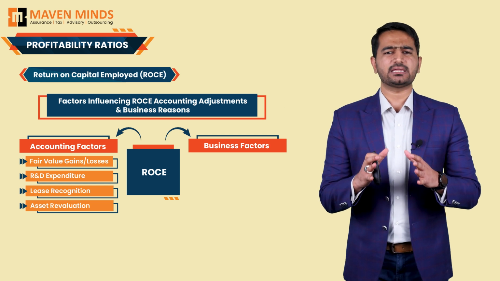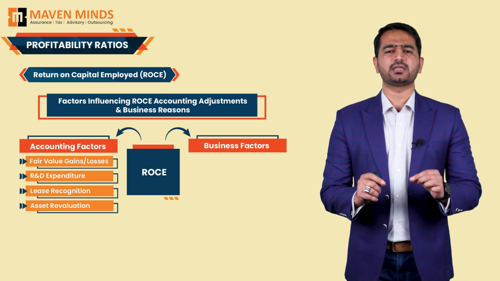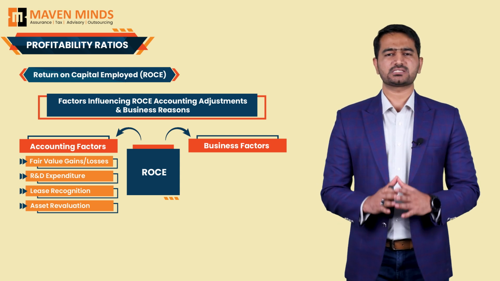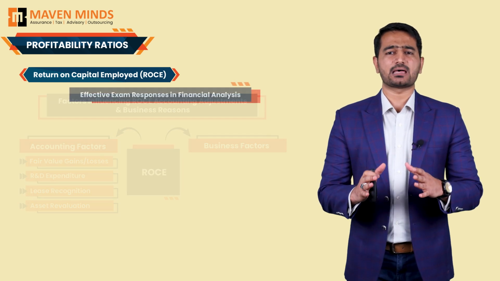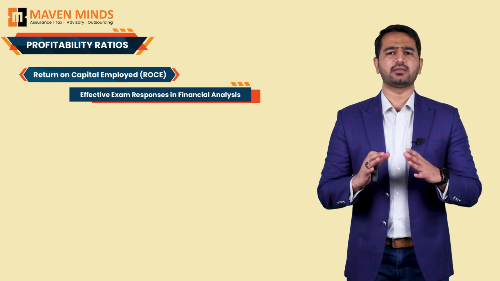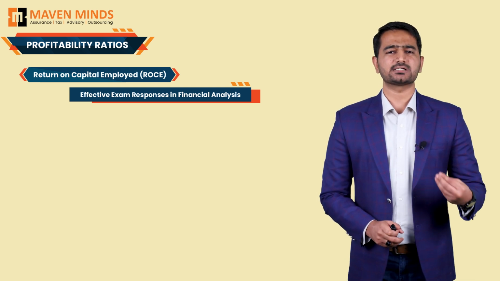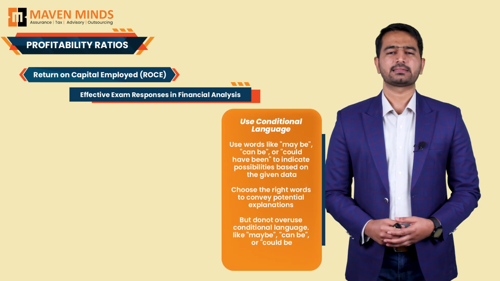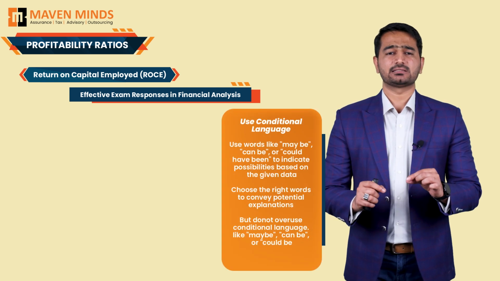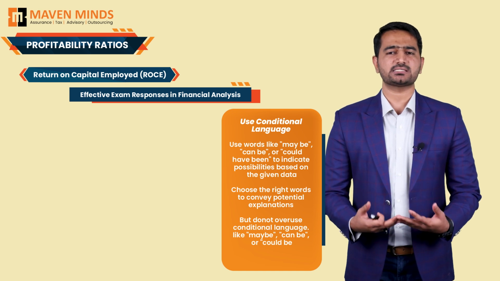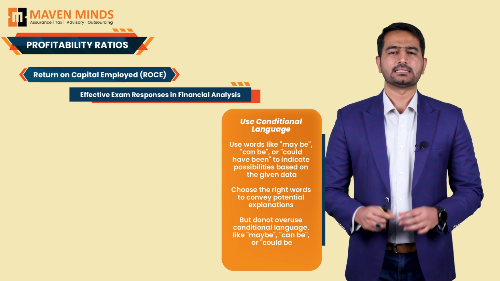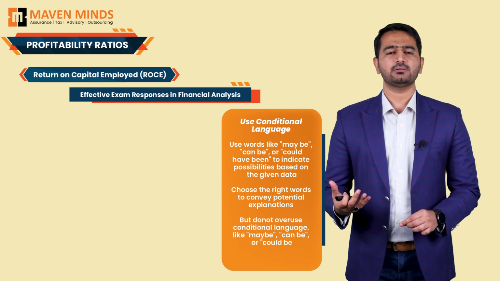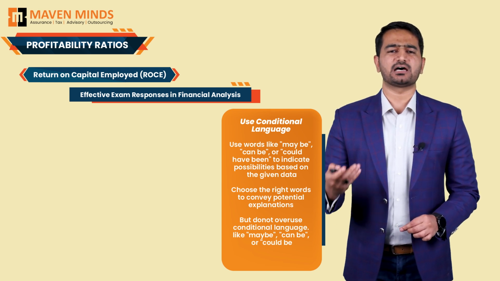These are the type of accounting adjustments that you should always be ready to refer to when writing an examination answer. Always remember that when you are writing an examination answer for ratio analysis and interpretation, you should use words like maybe, can be, could have been. This language indicates that you are considering various possibilities based on given data. These terms are crucial because they indicate that these are possible or probable causes for such deviation.